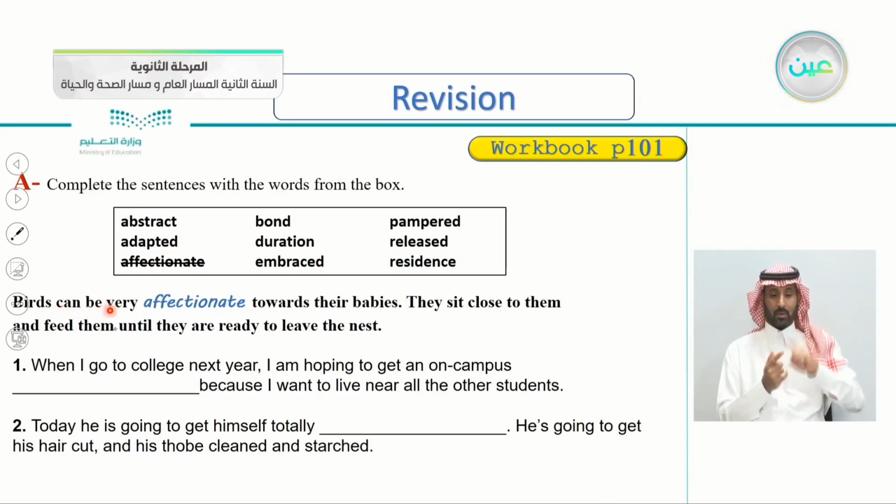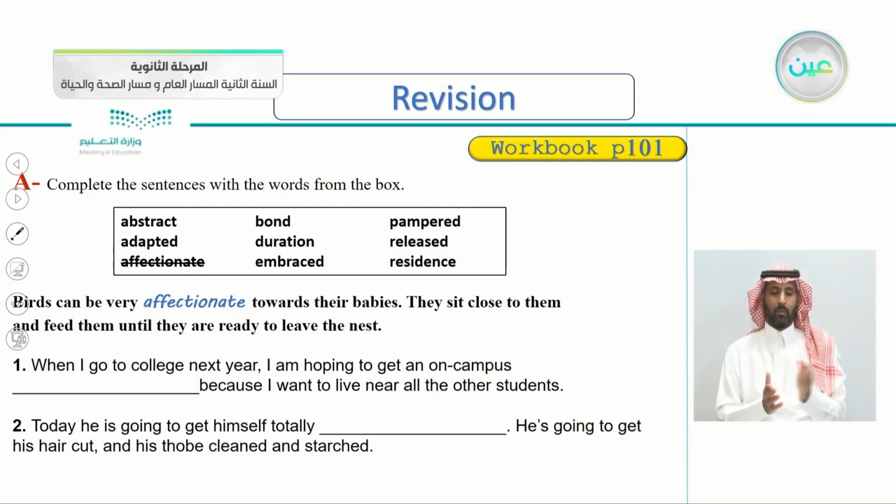Birds can be very affectionate towards their babies. They sit close to them and feed them until they are ready to leave the nest. Again, the example here, birds can be very affectionate, emotional towards their babies. So the correct answer here is obviously affectionate.